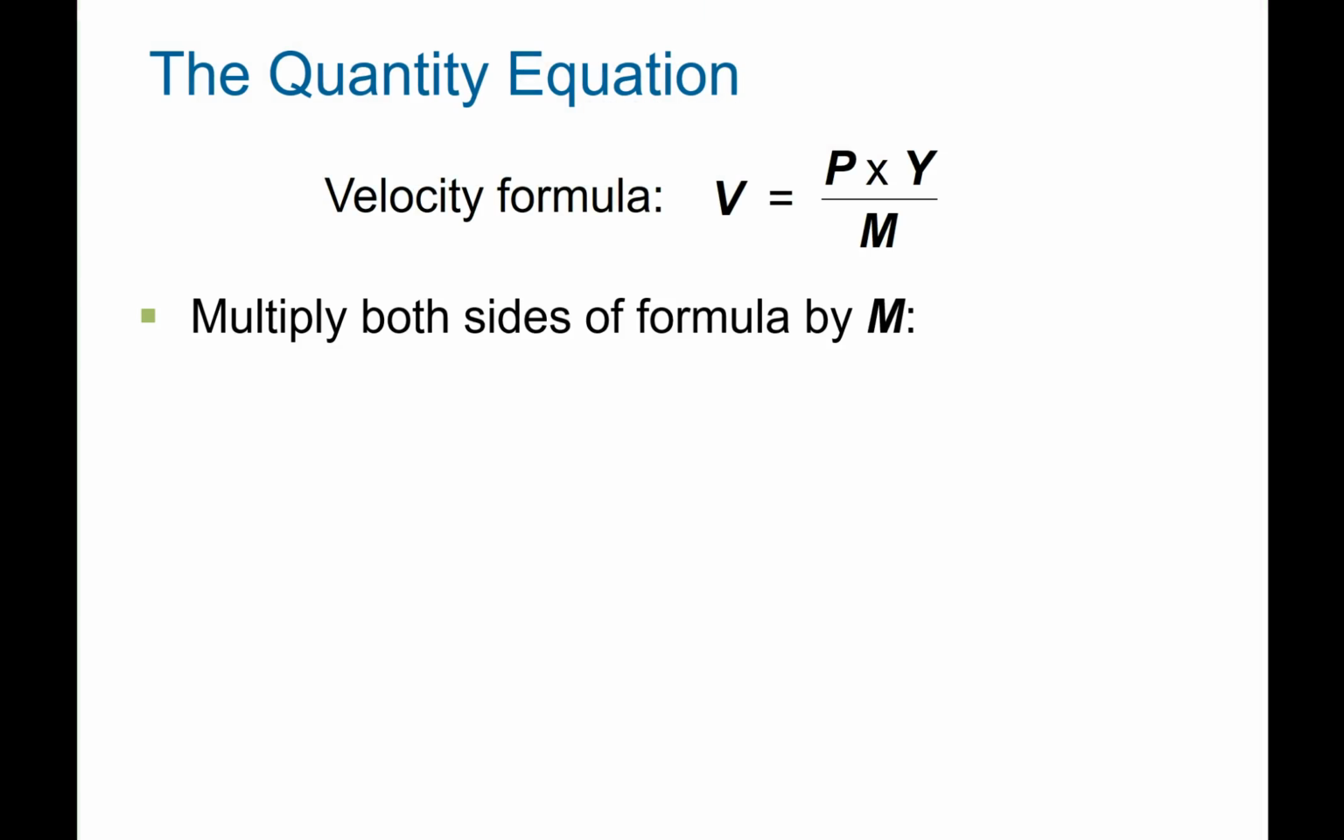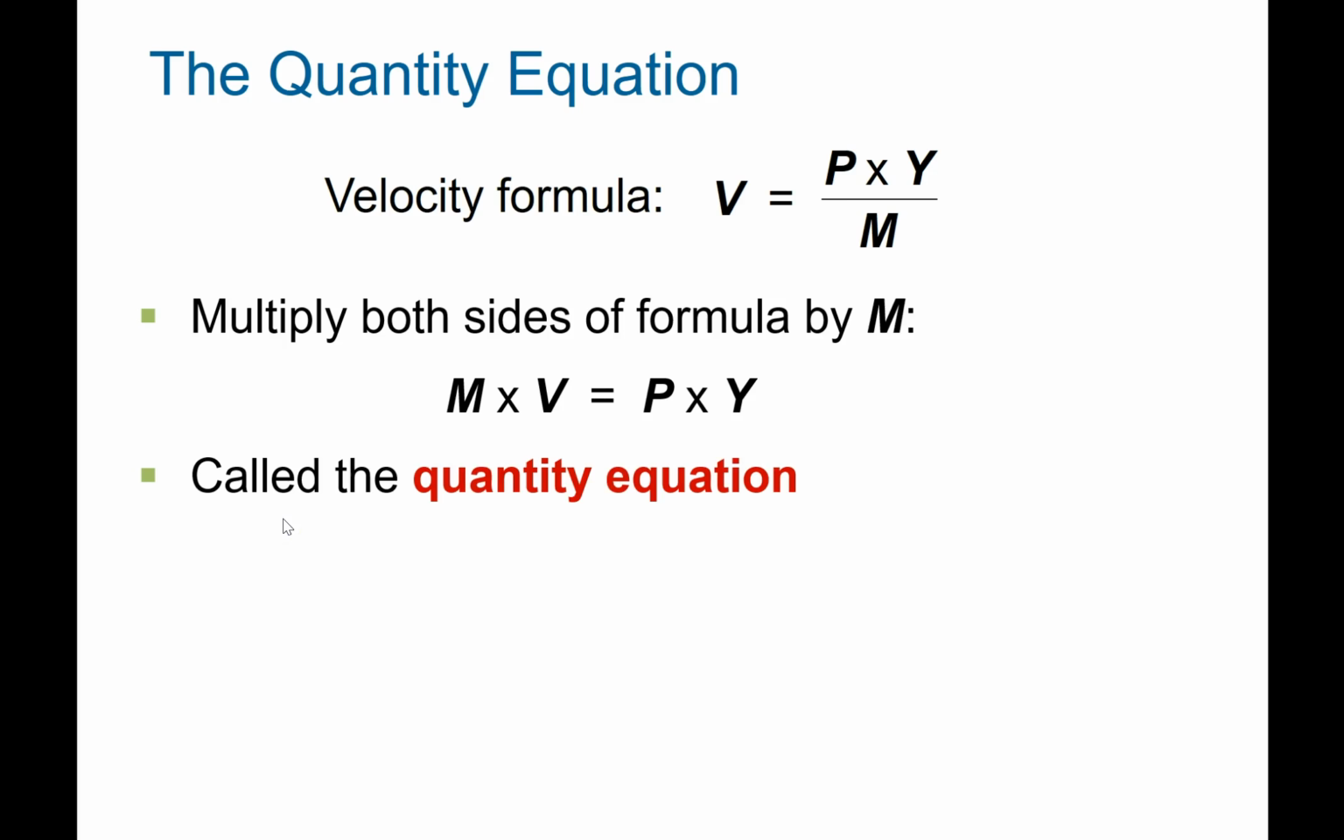So let's go back, and now we're going to take our velocity and put it into what we call the quantity equation. In order to make that transformation, we can multiply both sides of the formula by M, and by multiplying by M, it takes it out of the denominator here. So rewritten, it's M times V equals P times Y. And we call this the quantity equation.